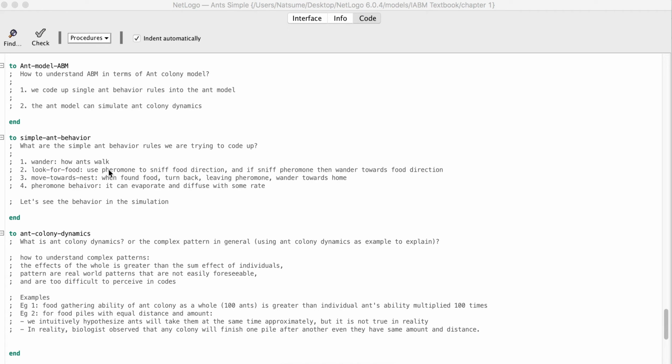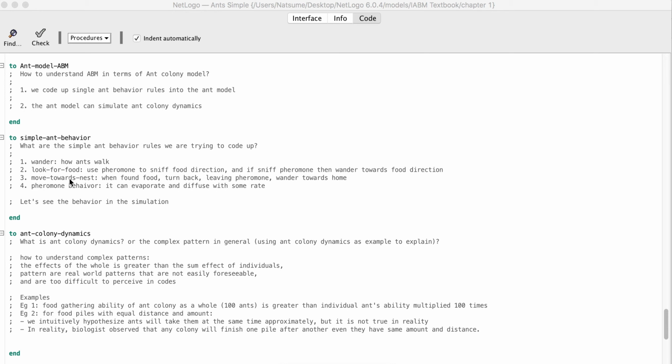For example, the normal way for ants to find food and transport food is that ants try to sniff for pheromone, a kind of chemical produced by ants themselves. So they use pheromone to track food, to trace where the food is, to find the food direction. And then once they locate the correct food direction, they will move forward towards the food. So these actions belong to looking for food.